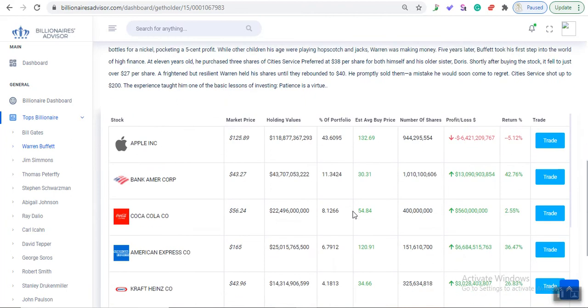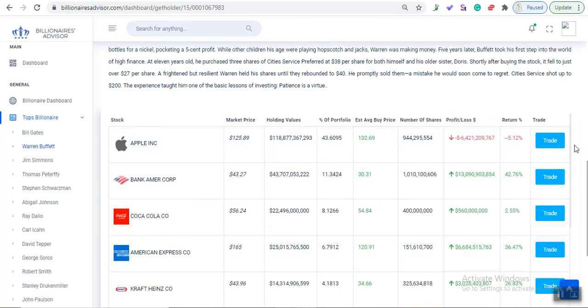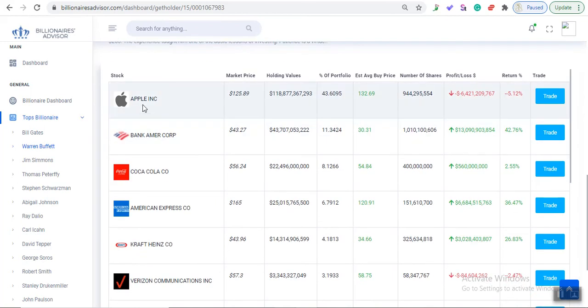In addition to that, we break down in a simple format, no research needed, the stocks in his portfolio. He owns Apple, Bank of America, Coca-Cola, American Express, and Kraft. Now, you're going to see some interesting points. Stock, market price, holding value, percent of portfolio, estimated average buy price, number of shares, profit and loss, and return.